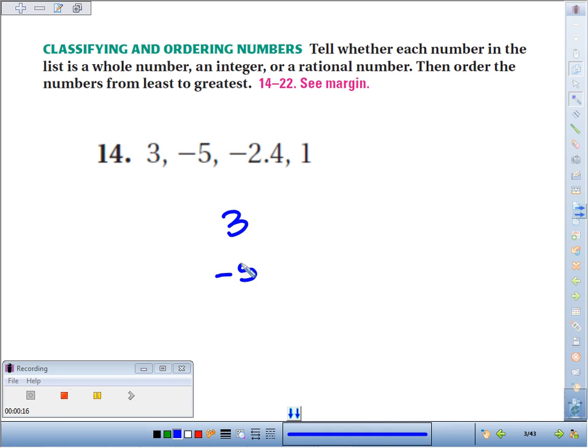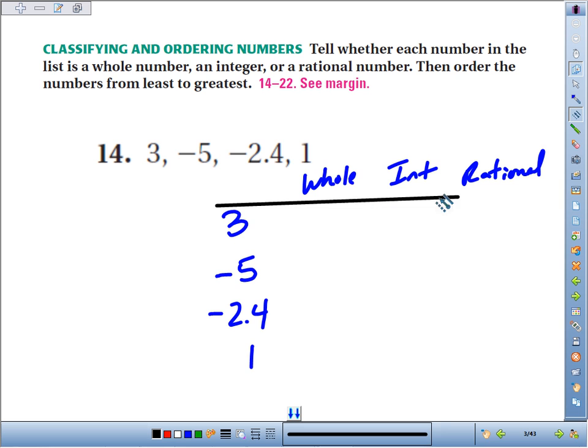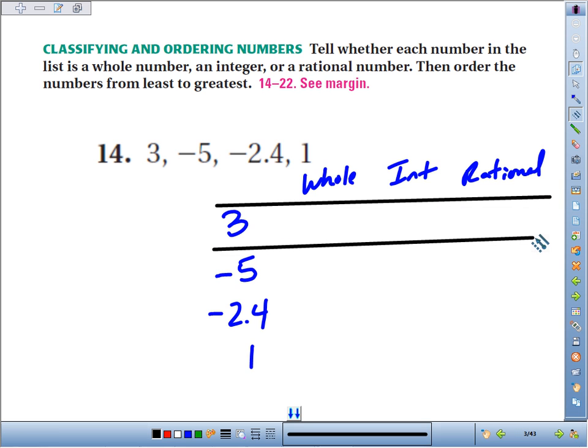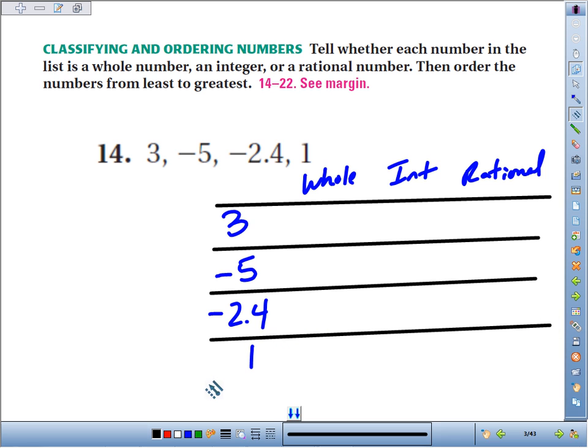3, -5, -2.4, and 1. Or I should say a classification chart. We've got whole, we've got integer, and we've got rational. Rational just means we can write it as a fraction. An integer is like our counting line numbers, including the negatives. Whole numbers are just 0 and the positives.